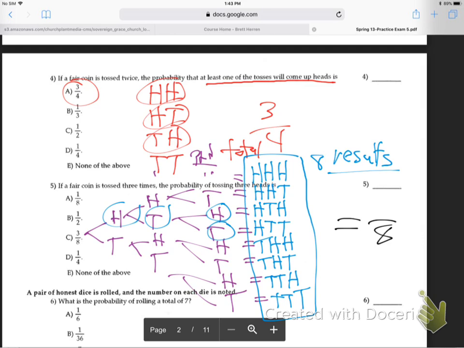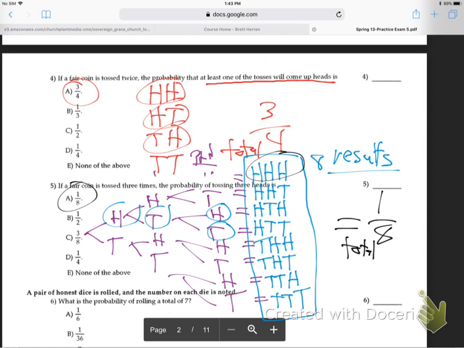Okay, so it's going to be something over 8. The total always goes in the bottom. 3 heads. There it is. 1 out of 8. Boom. Done. We good? 1 out of 8's probabilities? Heads 3 times? Right. Probability of tossing 3 heads. So that's 1 out of 8 different things that can happen.